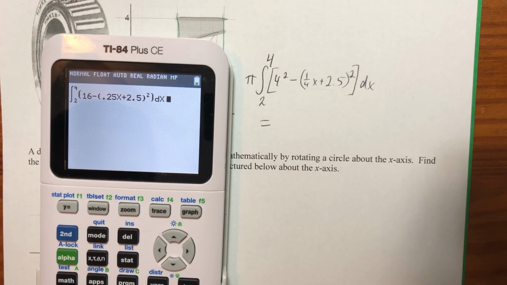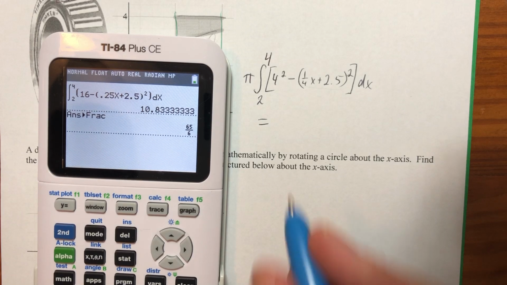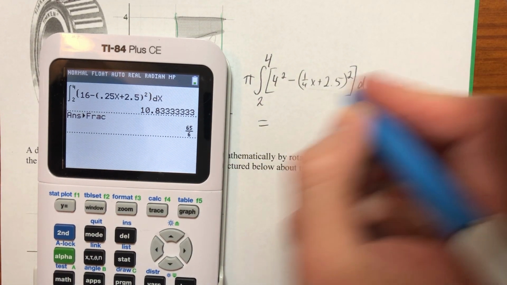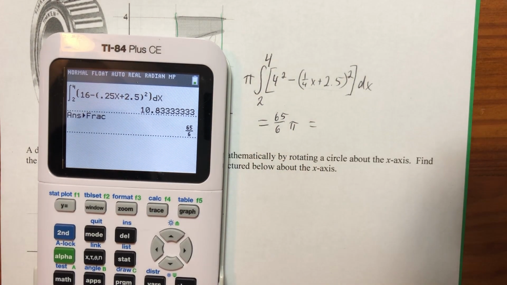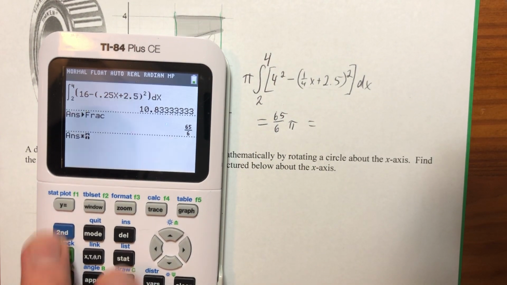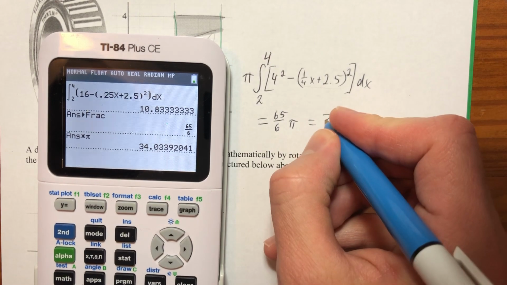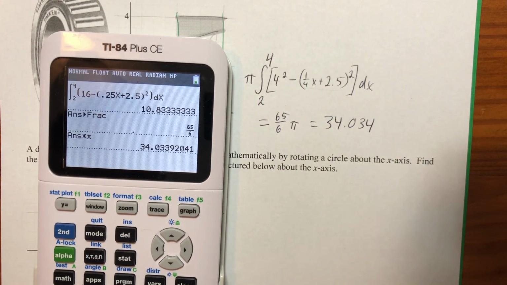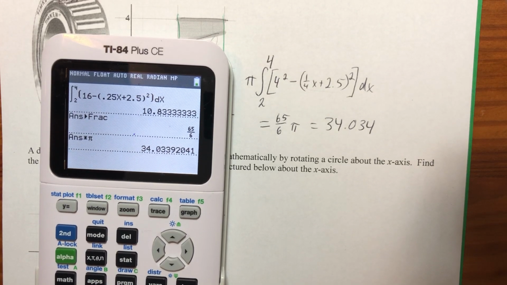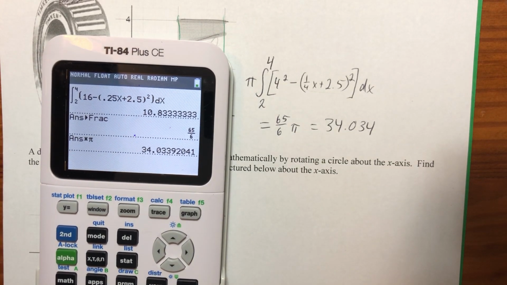There we go. I'm making sure I typed it right, and I did. Left the pi out, but that's okay. And so what we have here is 65/6 pi, or if you want to get all crazy with it and turn it into an irrational number, you could. 34.034 cubic units. Let's see. How's it measured? Doesn't say.